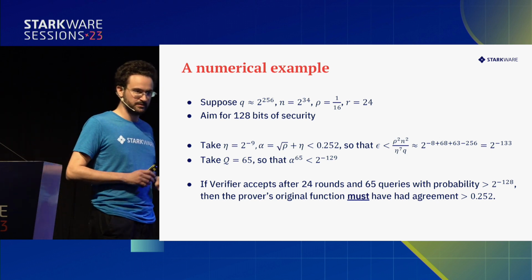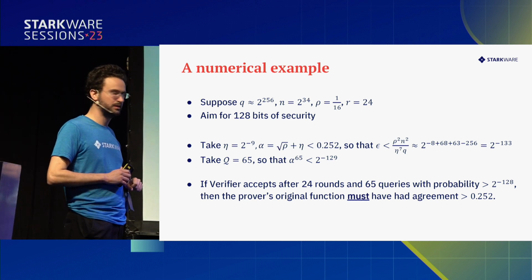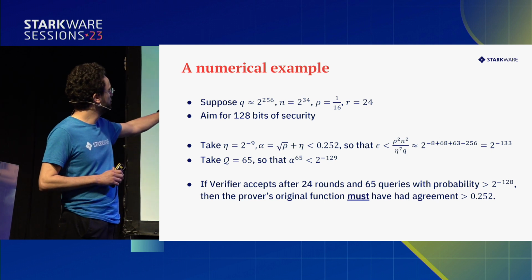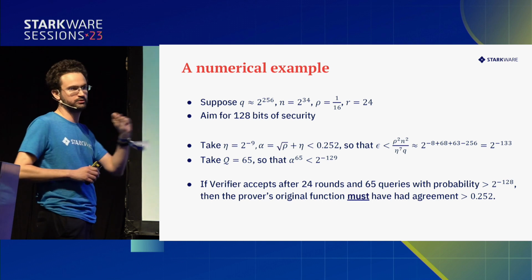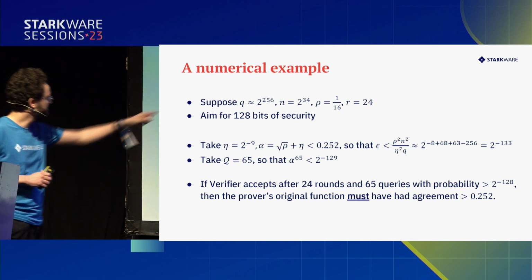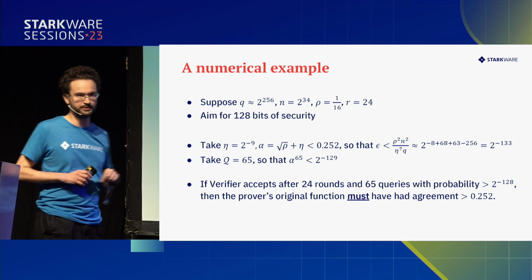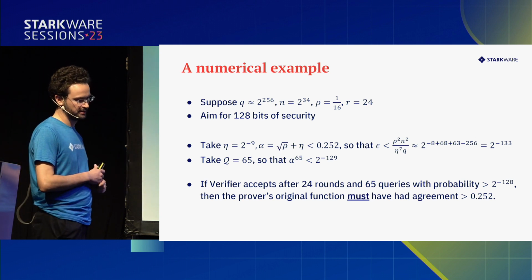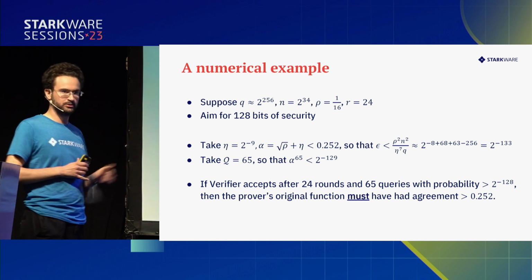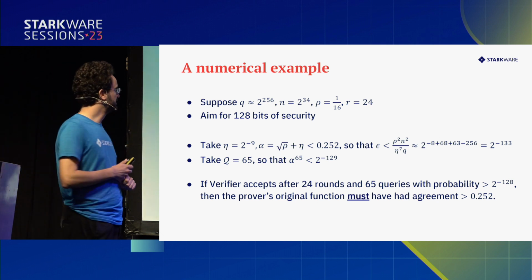Yes? Eta is just a small gap between square root rho, which is the ideal, and what we can actually do. So we can't reach quite square root rho, just slightly bigger than that. It's the 0.002 here. Okay, so that's basically how the soundness analysis works.